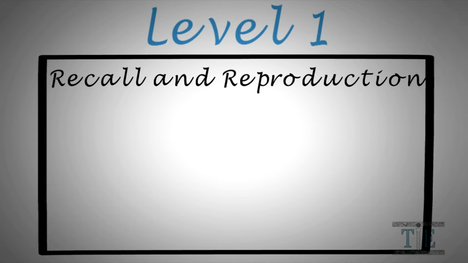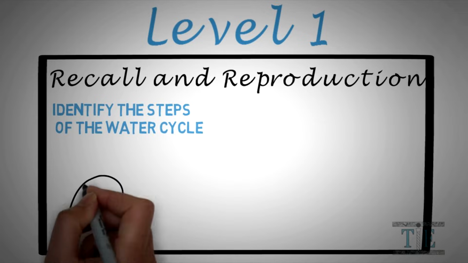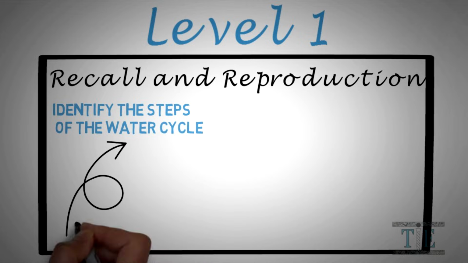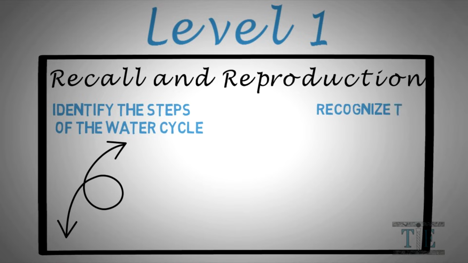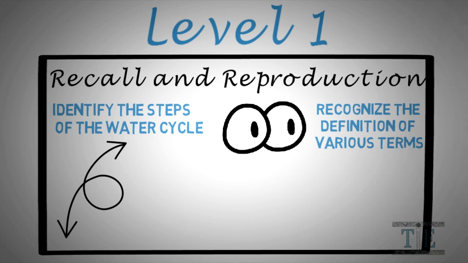The first example of recall and reproduction would be to identify the steps in the water cycle. Students may simply fill in a worksheet on the steps. The next example is having students recognize the definitions of various terms. So imagine students completing matching item questions.